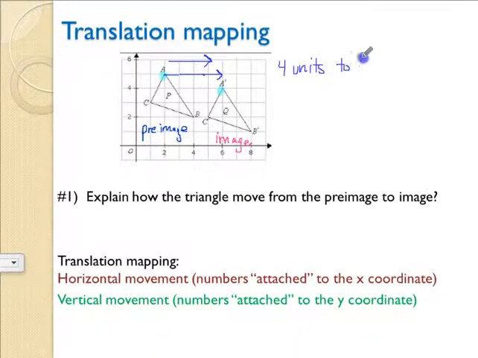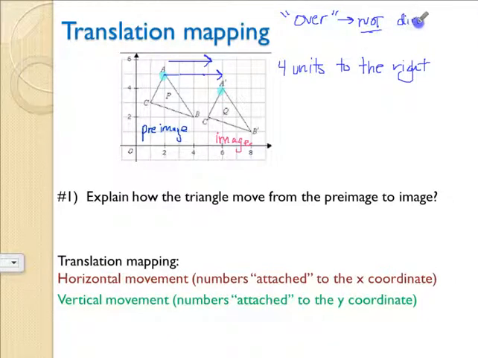to the right. And be specific when you tell me directions. Don't tell me over. Over is not a direction. I hear this all the time. It is not a direction. So never use over when you're talking about movements and translations. And then how many units are we going down to get to that A? We're just going down 1 unit.